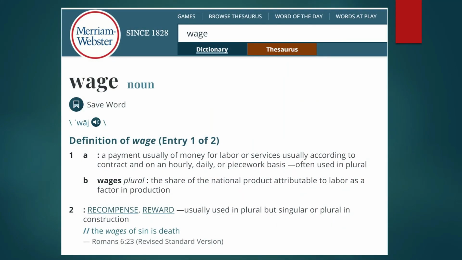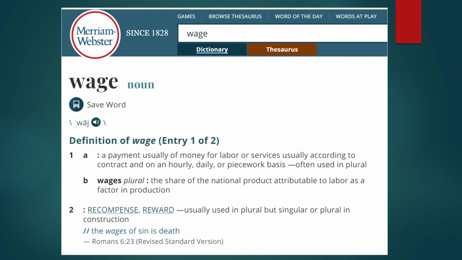What is wage? Merriam-Webster Dictionary defines wage as a payment, usually of money, for labor or services, usually according to a contract or based on an hourly, daily, or piecework basis.